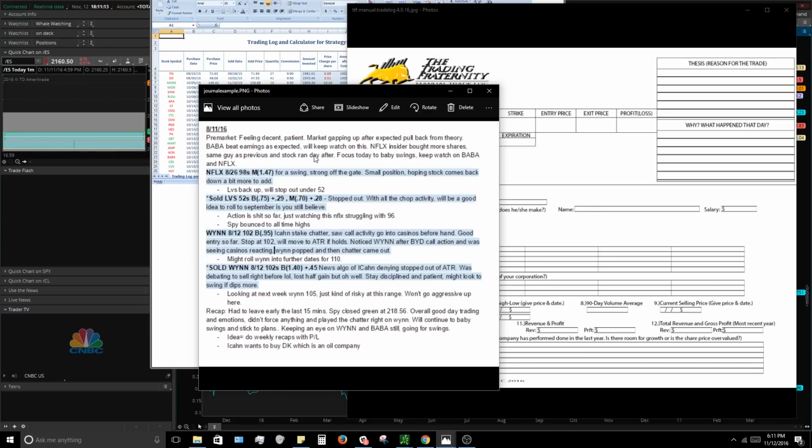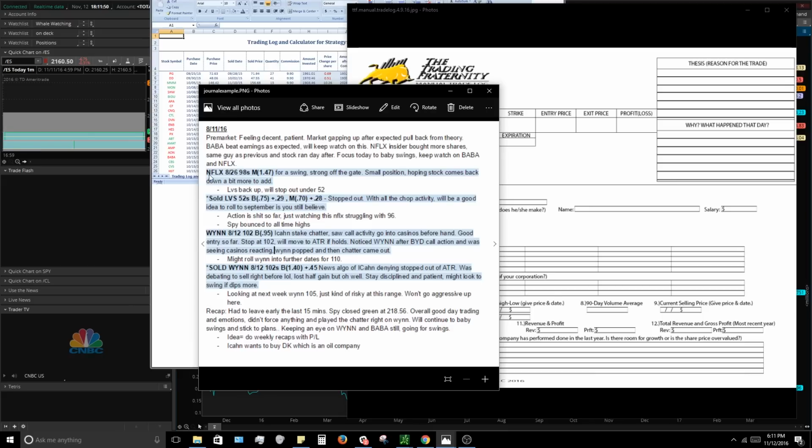So the next thing I wrote is focus today on baby swing trades and keep a watch on BABA and Netflix. Pretty much I just write down what I'm going to be watching for the day. As you can see below the pre-market paragraph there, I like to write in bullet format. My first note here is an actual trade itself. And when it comes to a trade, I like to highlight it blue because it sticks out of the journal as I'm scrolling by. If I'm going back to a date and I want to see a trade that I put on, I'll see it highlighted blue.